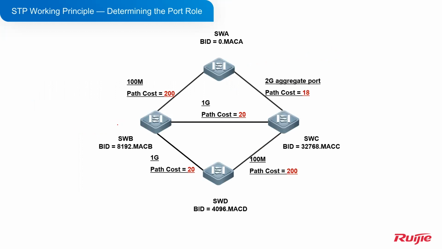Now we can see the path cost of each port. You can see the values here. For example, 200, 18, 20, 20, 200, right? And obviously it's related to their port rate or the bandwidth. And after knowing the value of the path cost in this figure, let's see the election process.